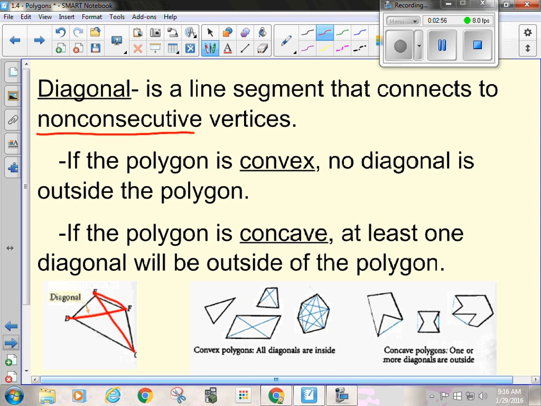Okay, if the polygon is convex, convex examples are right here, all the diagonals occur inside of our polygon. If it's concave, meaning it goes in somewhere, such as here are concave examples, then you see that the diagonals go outside of the figure. Not all of them will, but some of them will.